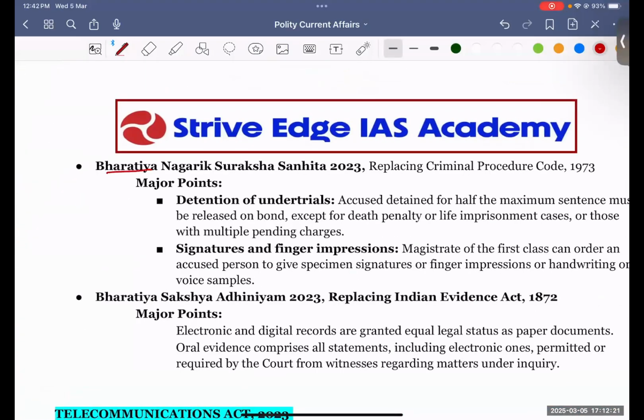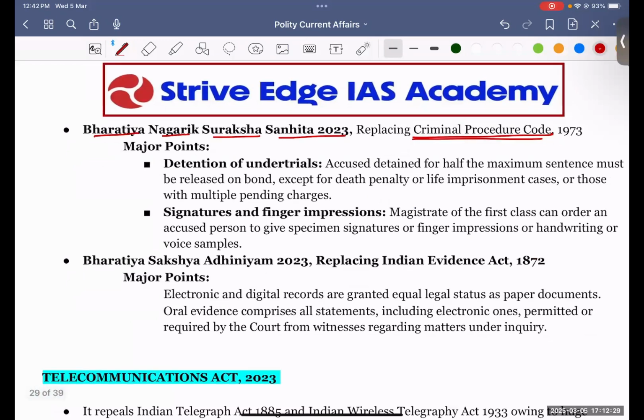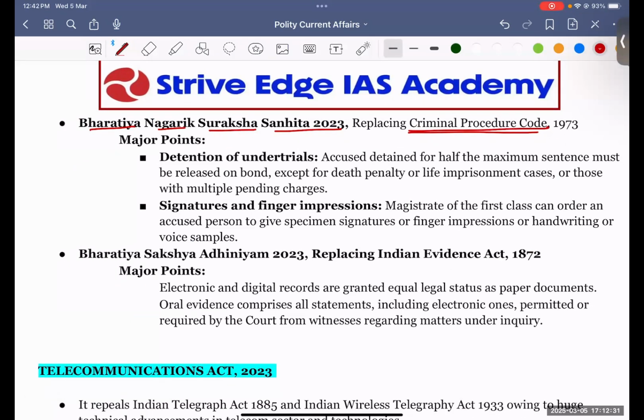Then we have the Bharatiya Nagrik Suraksha Sanhita 2023, which replaces the CRPC code of 1973. What are the major points of distinction? Detention of under trials. Accused detained for half the maximum sentence must be released on bond except for death penalty or life imprisonment cases, or those with multiple pending charges. Signatures and finger impressions. Magistrate of the first class can order an accused person to give a specimen of signatures or finger impressions or handwriting or voice sample. So magistrate can do this in this case.